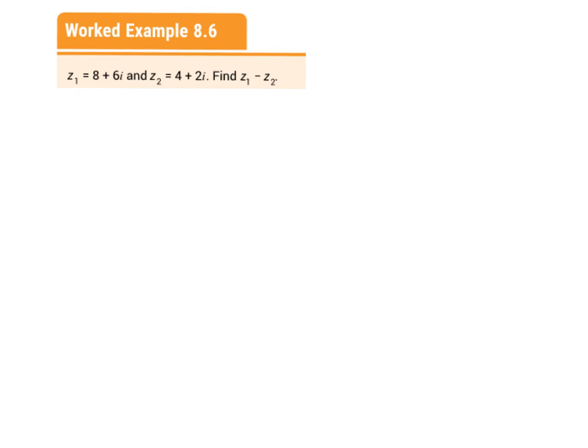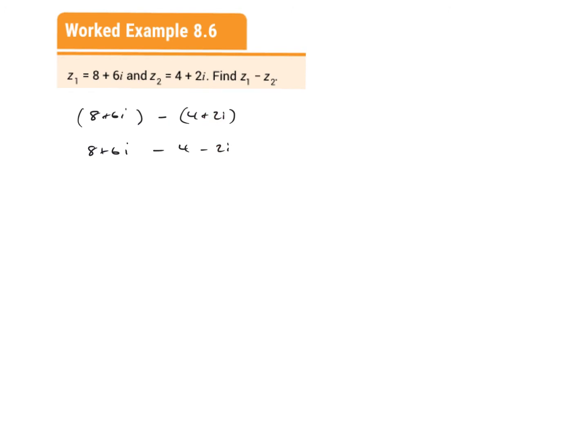For the second one here, I'm going to do another one. It's Z1 minus Z2. So we've got 8 plus 6i is Z1, minus 4 plus 2i. Remember what I said in the last one, that this is going to change the signs of this bracket. So I have 8 plus 6i, that doesn't change, minus 4 and minus 2i. If you're not sure why, minus 1 times 4 is minus 4, and minus 1 times positive 2i is minus 2i.